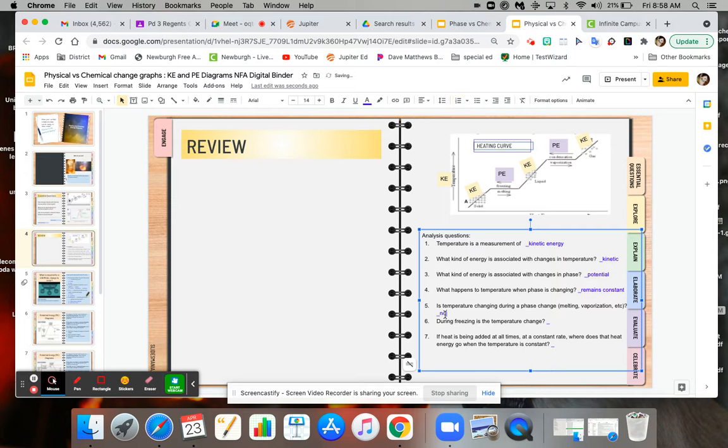So we're on number five. During freezing, is the temperature changing? No, right? Freezing is an example of a phase change. So no. If heat is being added at all times at a constant rate, where's the heat going when the temperature is staying constant? Well, the heat energy is affecting the potential energy for the phase.